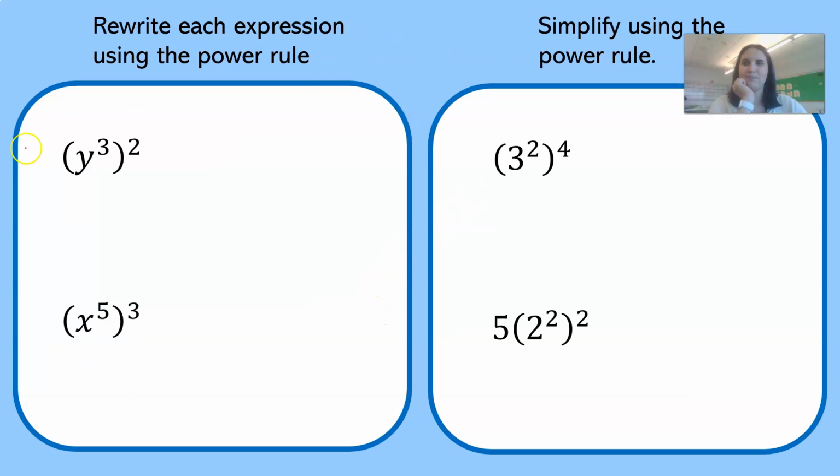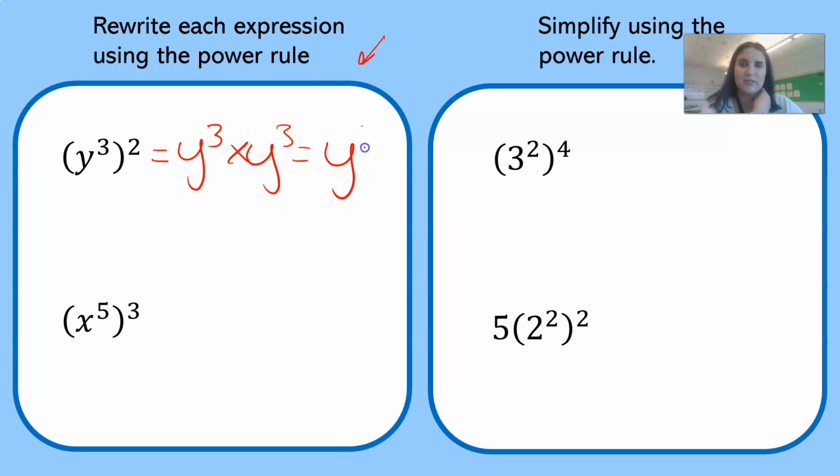Let's do some examples. The first set over here, we're just going to rewrite each expression. So my base, or this number or expression, is y to the third squared. Y to the power of 3 to the power of 2. So that's the same thing as saying y cubed, or y to the third, times y to the third. And then using the product rule, we can add the exponents. So the product rule says we just add them. 3 plus 3 is 6. But I can also just multiply 3 and 2.